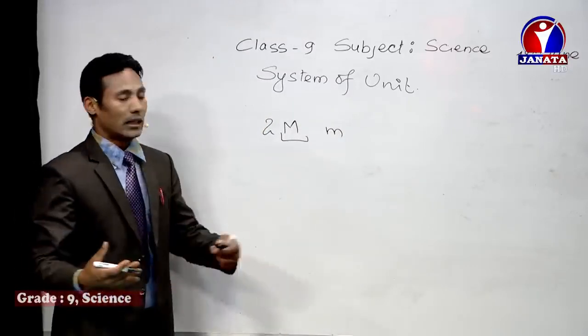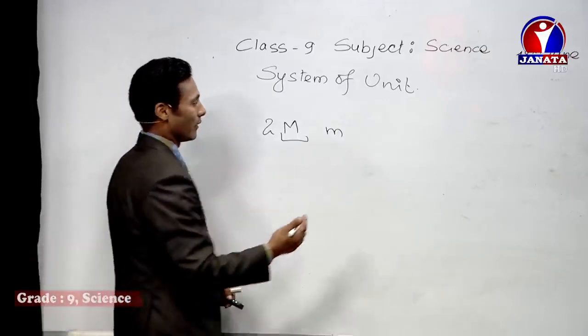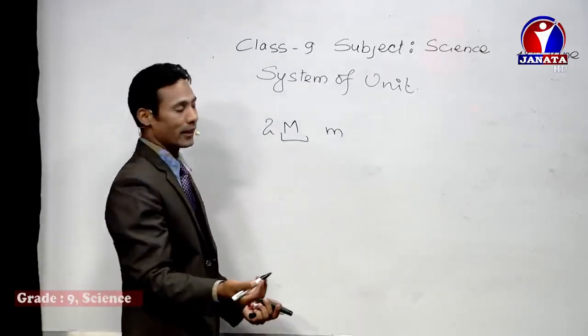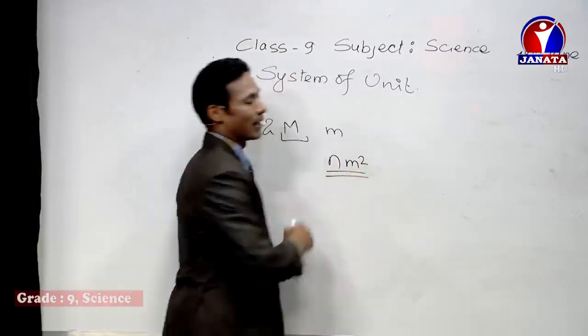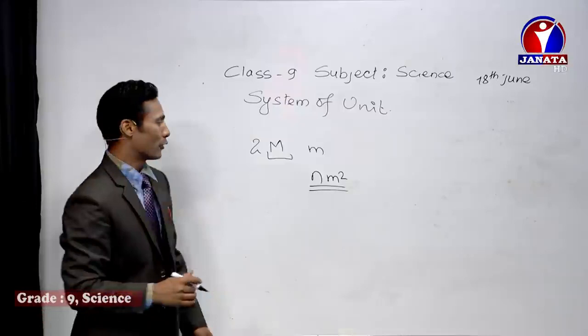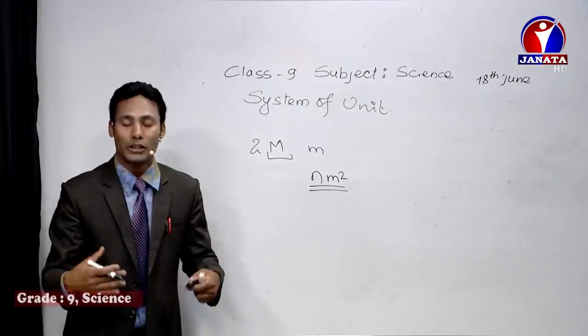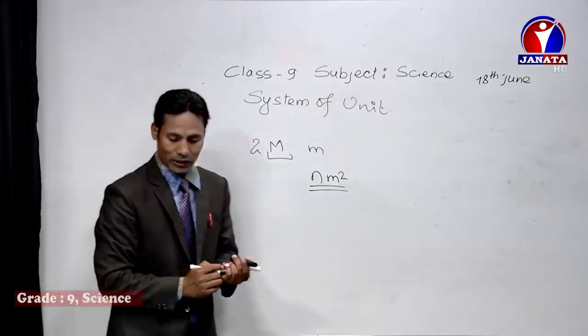If there are, let's say, derived units, let's say Newton meter square, is this correct or not? To know that, there are certain rules that should be known for writing this kind of symbol. So let's see.